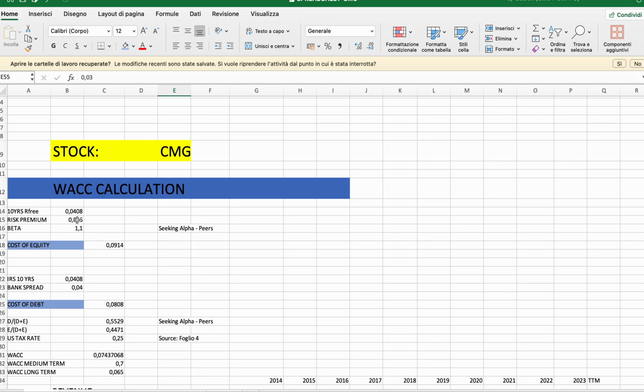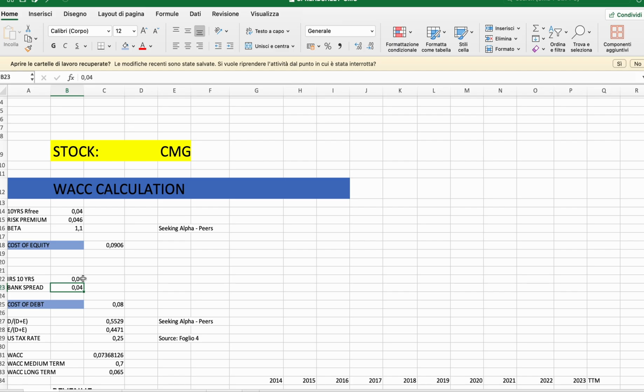So let's get into the video of today. First, we try to estimate the cost of equity and the cost of debt that make up the calculation of the weighted average cost of capital. So I take as a reference the interest rate swap for 10 years, that is around 4% in the last few days. So I take that as a reference.